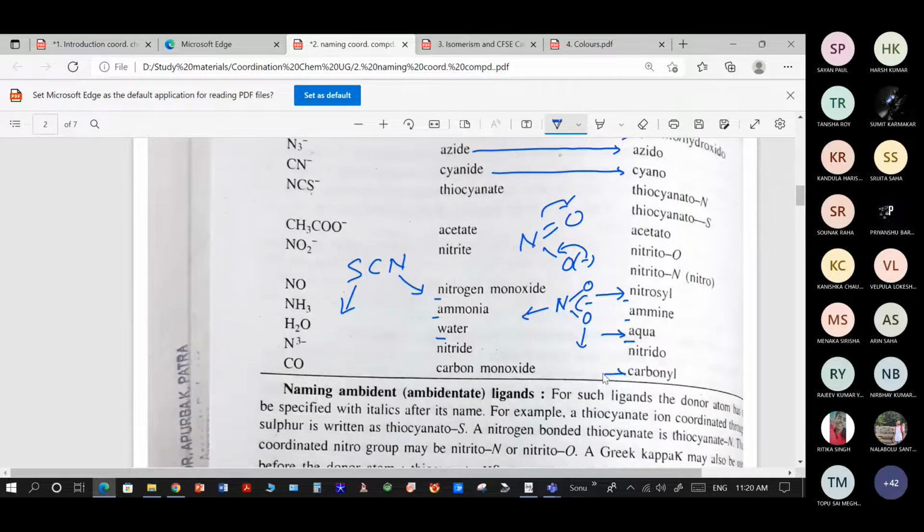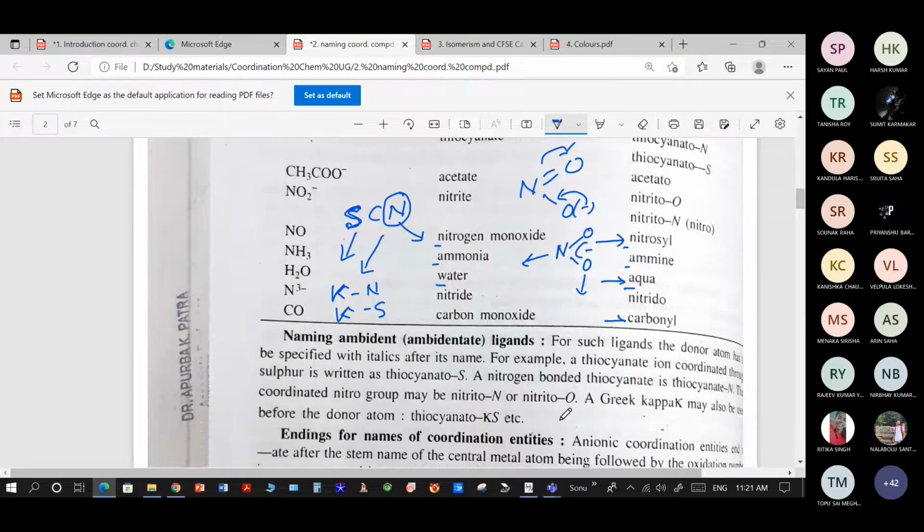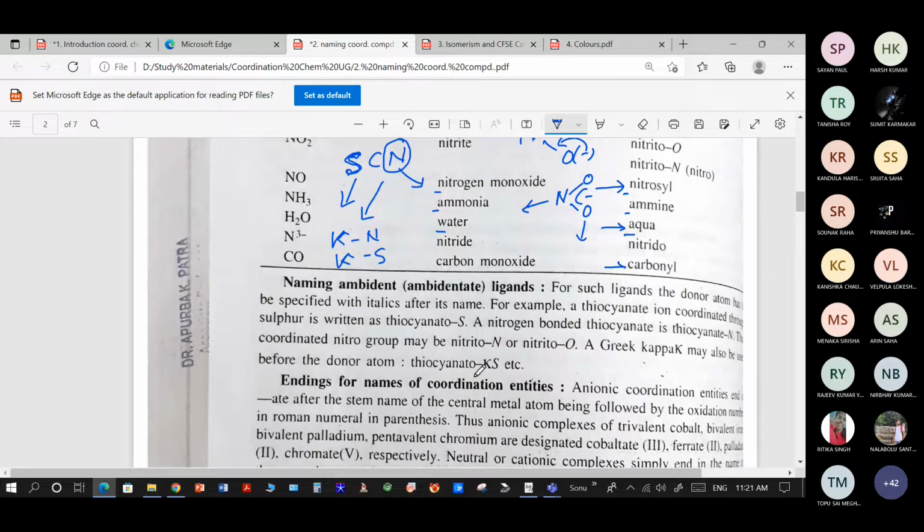Then after naming that particular ligand, you have to write down like kappa O, kappa N or kappa S: thiocyanato kappa S, thiocyanato kappa N. Sometimes you can see in the formula either the S or the N are italic, but italics we cannot write on a piece of paper. So it will be better to write kappa N or kappa S in order to mention through which it is coordinated to the metal center. So this is naming the ambidentate ligand, whatever I have described right now. So thiocyanato kappa S.